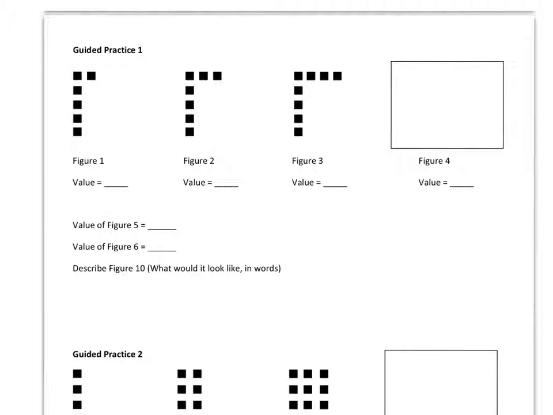Guided practice one. So you will have done this in class unless you're absent, so this will serve as a little review for you. Figure 1, what's the value? Meaning what's the number of tiles? 1, 2, 3, 4, 5, and 1 is 6.